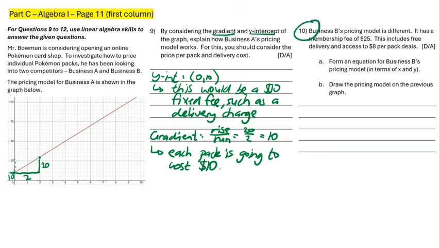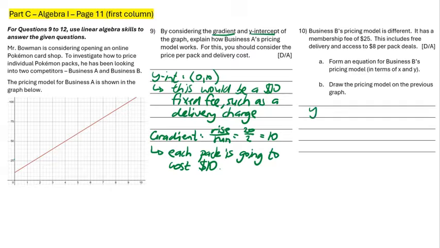We're now on to question number 10. Business B's pricing model is different. It has a membership fee of $25. This includes free delivery and access to $8 pack deals. So $8 packs is pretty cheap at the moment, probably too cheap to make any money off it. So form an equation for Business B in terms of X and Y, and then after that we've got to draw it on our graph.